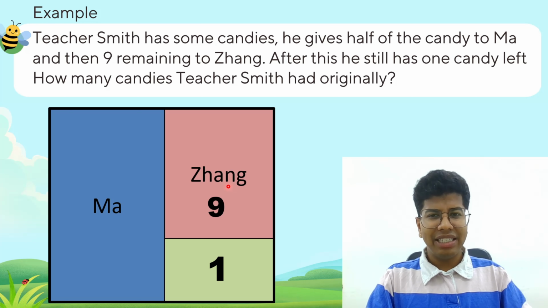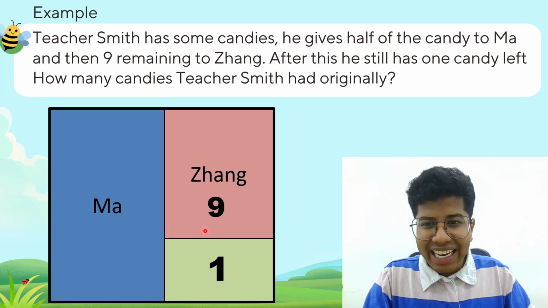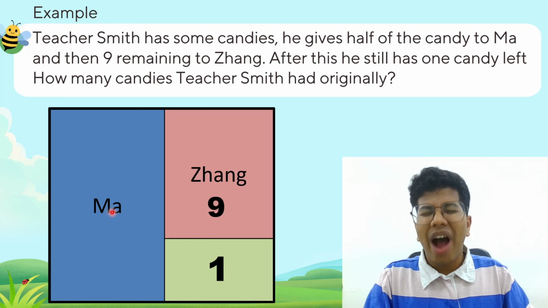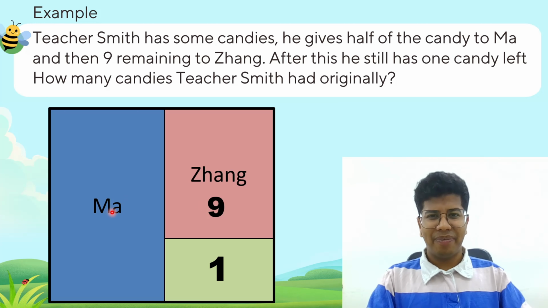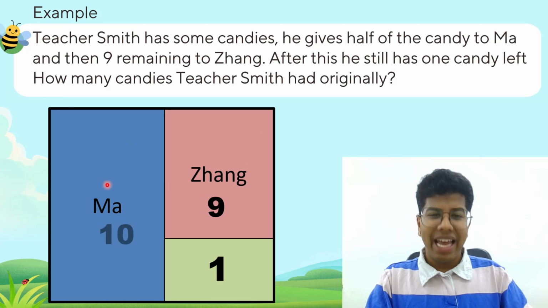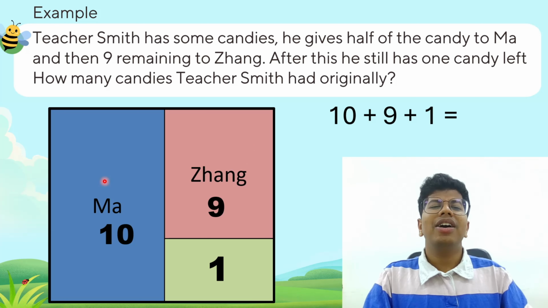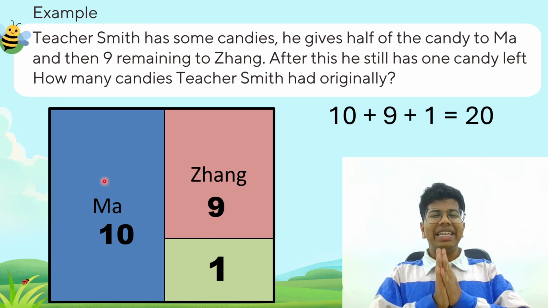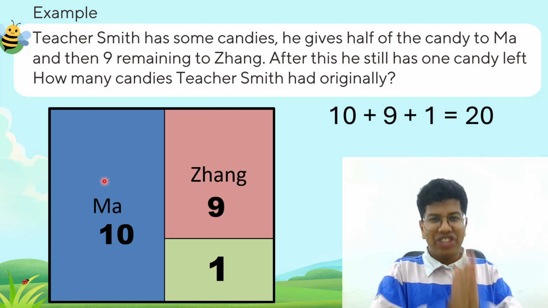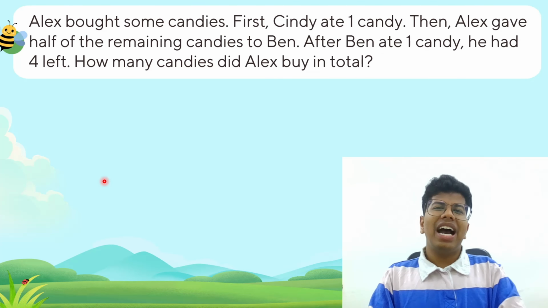How many candies? So here, what is the total number of candies? If this is 9, this is 1, what is the half of the candies that are present? It's 10. And to Teacher Ma also, how many candies did I give? Perfect. This is 10, so the other half is also 10. That is 9 plus 10 plus 1. That is the total number, which is 20. So this is the 20 candies that I had at start.